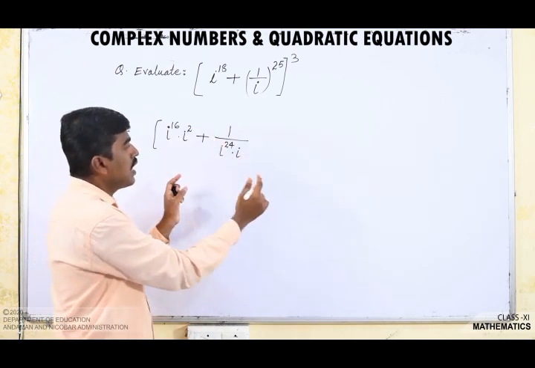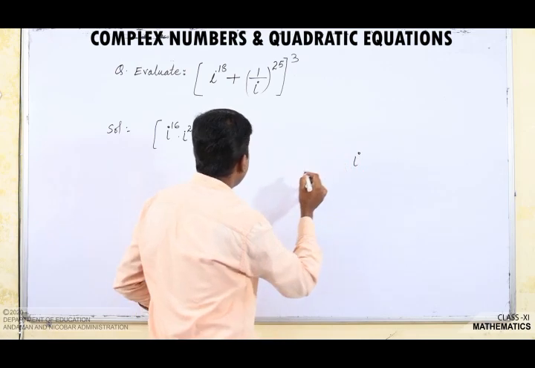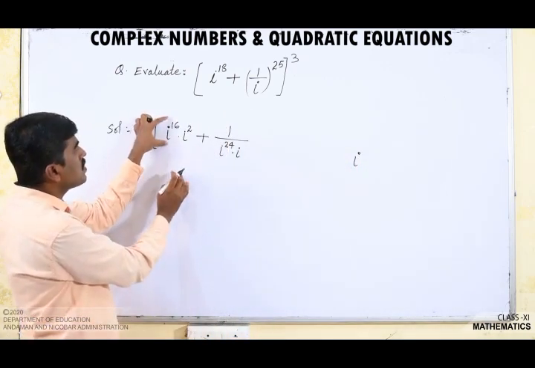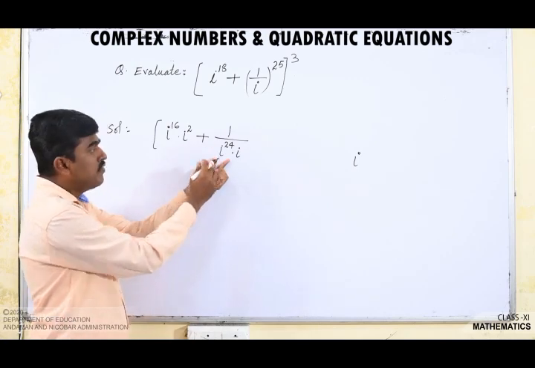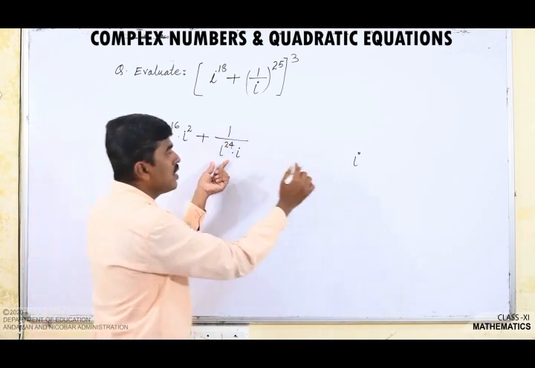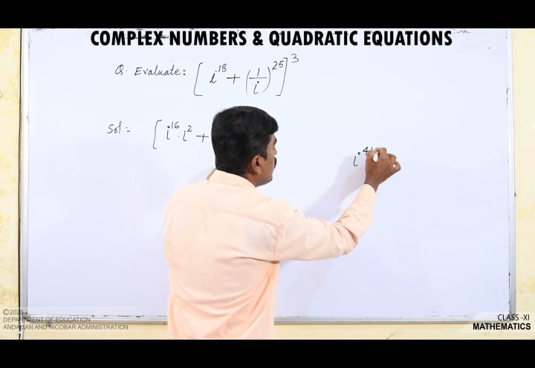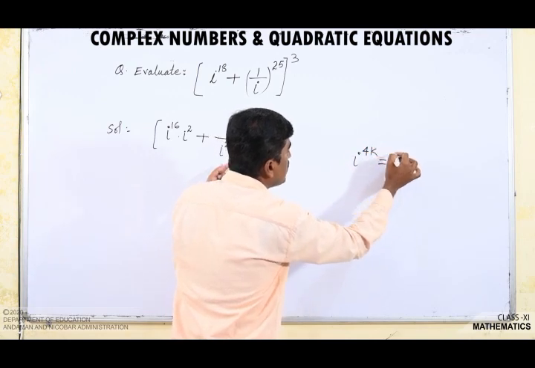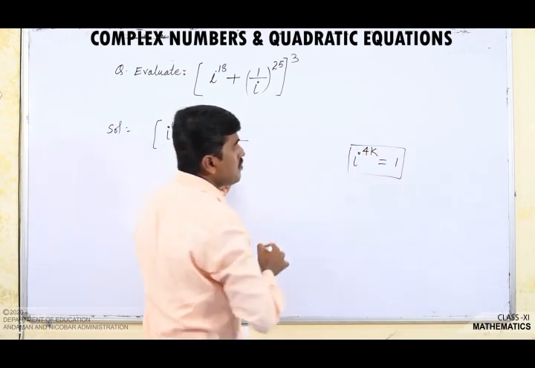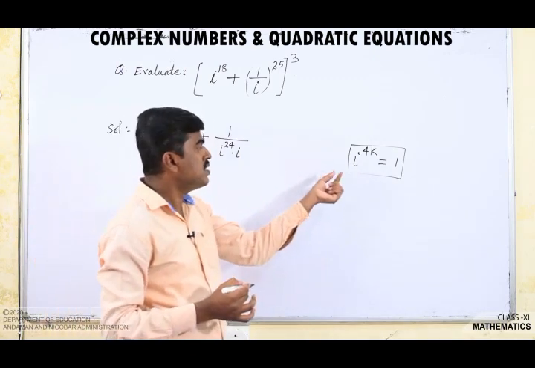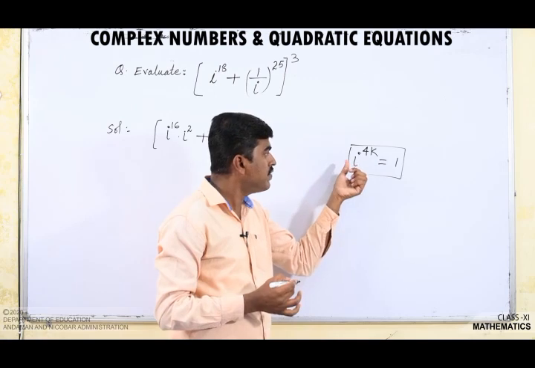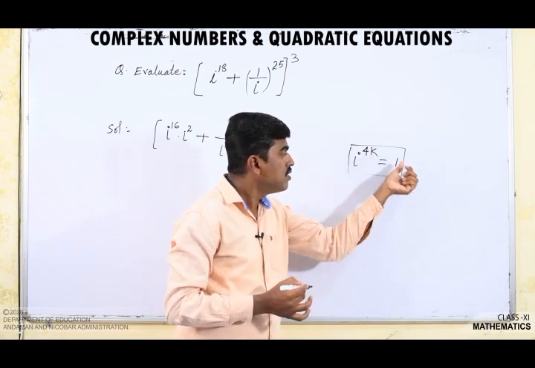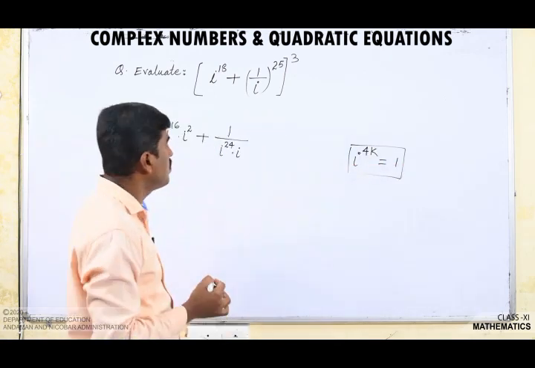Why am I expressing it in this way? i power 16 is a multiple of 4, and i power 24 is also a multiple of 4. The exponent is a multiple of 4 there. If it is in the form of i power 4k, we know its value is equal to 1. That means if the exponent of i is a multiple of 4, then its value is equal to 1. Okay.